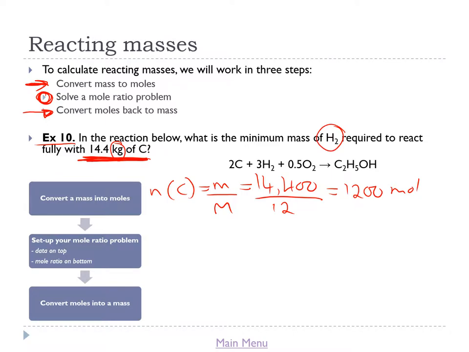Now we're going to need to work out the number of moles of hydrogen, and to do that, that's where we're going to use our mole ratio thing. So remember how we worked out the mole ratio. We identify the things we care about, so that is hydrogen and carbon, and we ignore everything else. You don't need to scribble them out, but I just like to, it's cathartic. So we're going to put our data on the top. So our number of moles of carbon was 1200. And our number of moles of hydrogen, we don't know, so we could call that X.